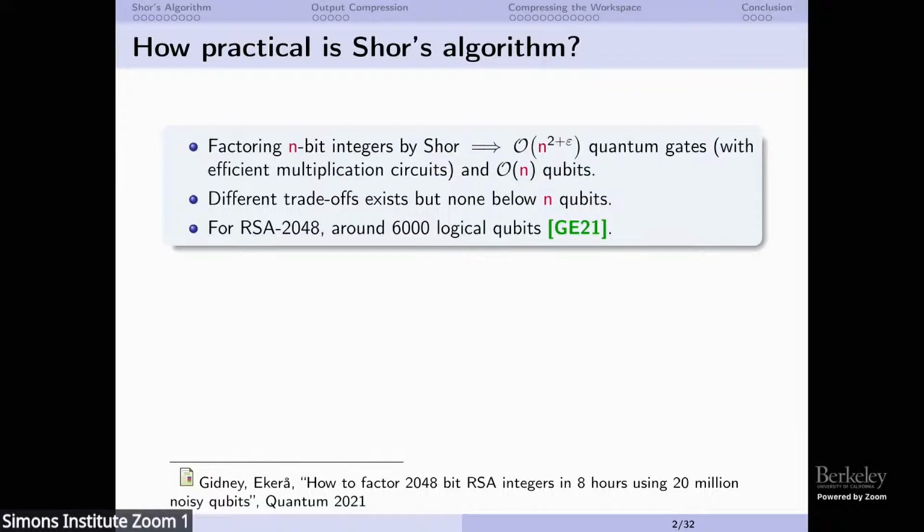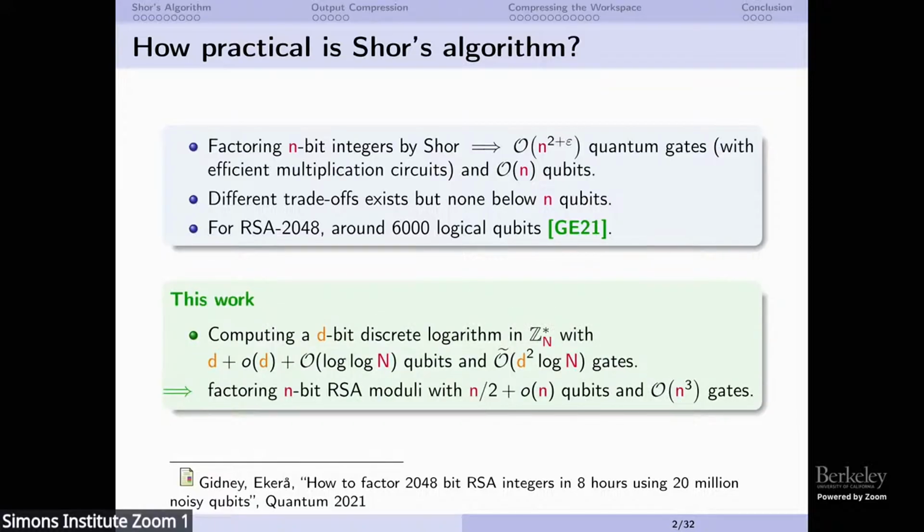In this work, we're developing a different approach in which we will compute discrete logarithms in the integers. And we will do that with a number of qubits which scales as the size of the discrete logarithm involved. And this is something we can use afterwards to factor RSA moduli with something like n over 2 plus a negligible factor in qubits. And the gate count is going to be cubic, so it's a little different than the standard Shor's algorithm, and I will explain some reasons for this.